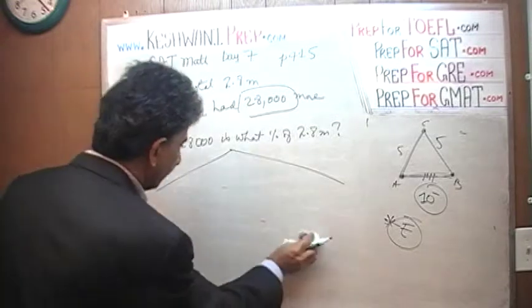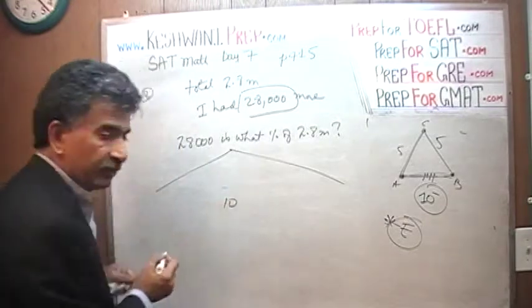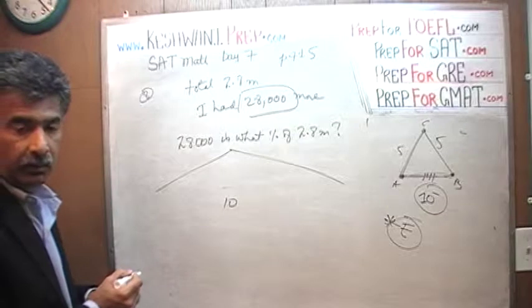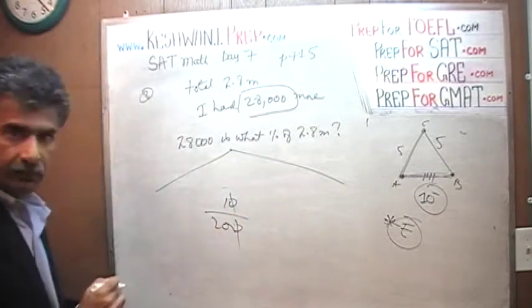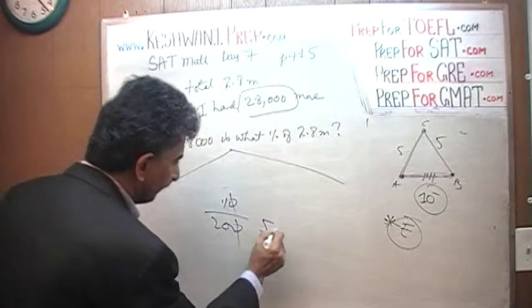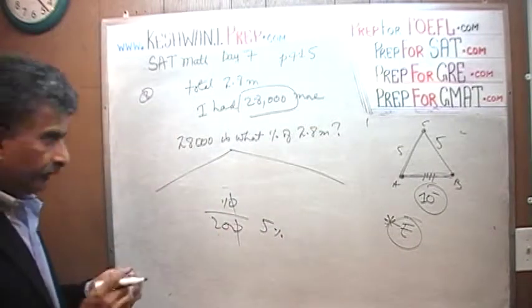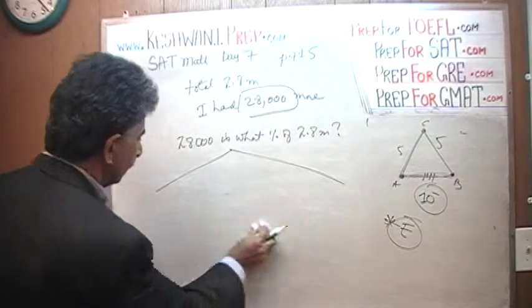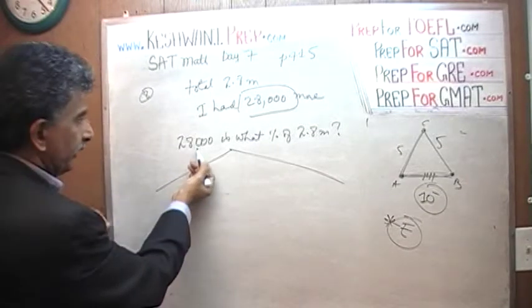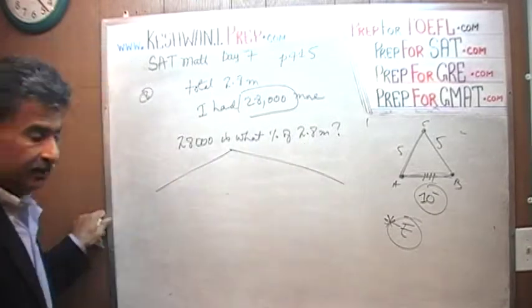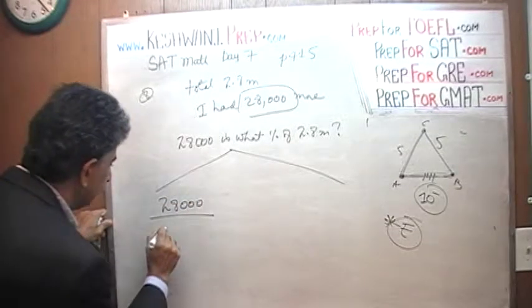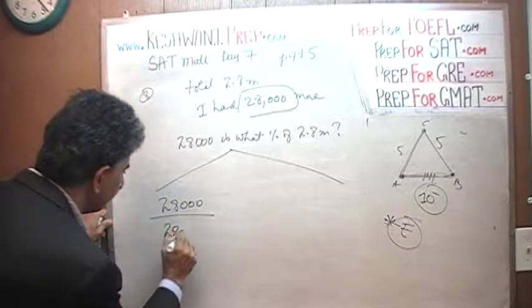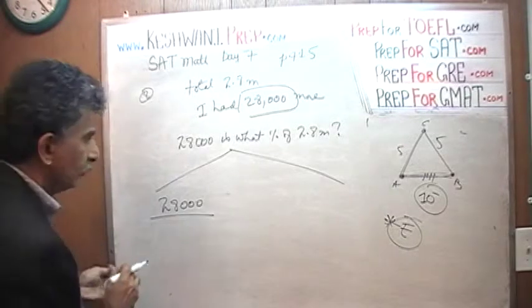If somebody were to ask us, 10 is what percentage of 200, again, we'll do like this, we cross out this, and 1/20th of anything is just 5%. Same thing we're going to do here. So one way to solve this question, 28,000 is what percentage of 2.8 million, is simply take the 28,000 and divide it by 2.8 million.